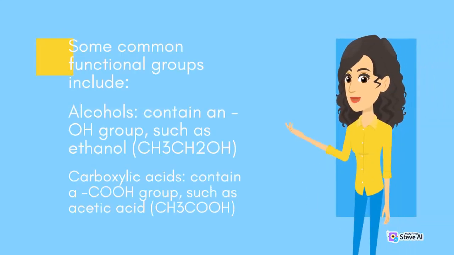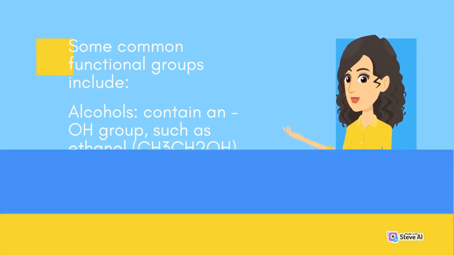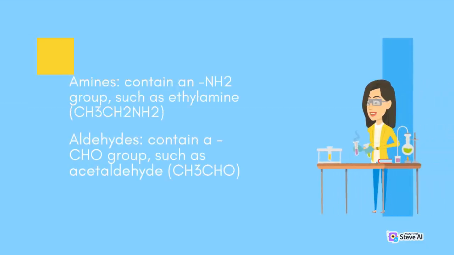Some common functional groups include alcohols, which contain an OH group, such as ethanol, CH3CH2OH. Carboxylic acids, which contain a COOH group, such as acetic acid, CH3COOH. Amines, which contain an NH2 group, such as ethylamine, CH3CH2NH2. Aldehydes, which contain a CHO group, such as acetaldehyde, CH3CHO.